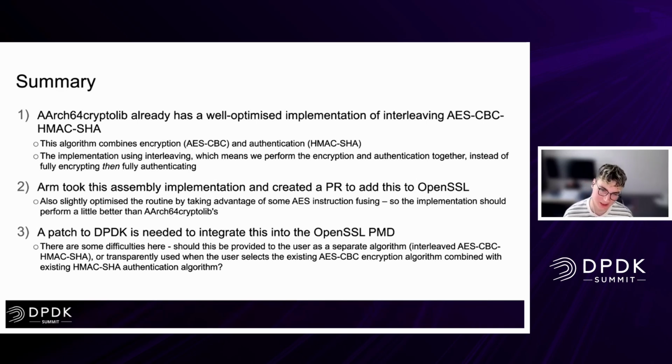There are some difficulties here. We have to think, should this be provided to the user as a separate algorithm? For example, the user has to request interleaved AES-CBC HMAC-SHA, or should we just transparently switch to using it when the user is selecting AES-CBC encryption and HMAC-SHA authentication, which is what they would have been doing previously when using the OpenSSL PMD with this combination.